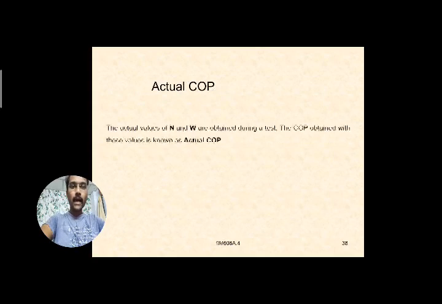Actual COP means while doing a practical test, when the refrigerator is working, we find out how much cooling effect we are getting, that is N, and how much work is supplied to the compressor, that is W. So practically we are finding out N and W. By considering these two, we can find out the COP. In this case, we call it the actual COP.